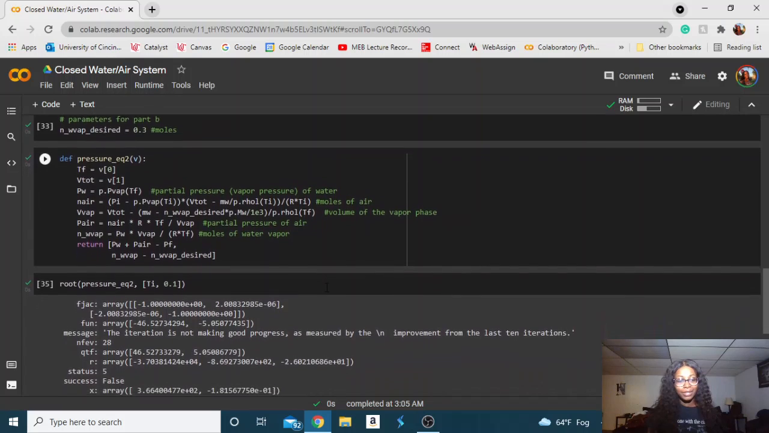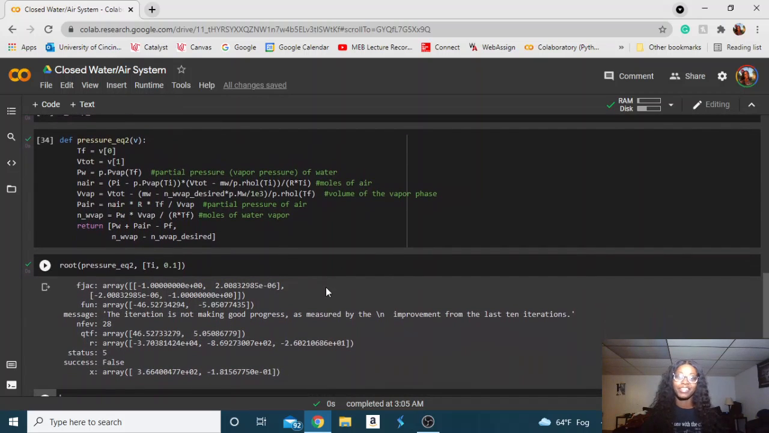But unfortunately, we can't get everything right the first time, but that's okay. We will work around this. So it didn't work. The success was false. The iteration is not making good progress, and the solutions made the function go to values of -46 and -5. That's not close enough to 0 for us. So basically what we're going to want to do is make some better initial guesses.